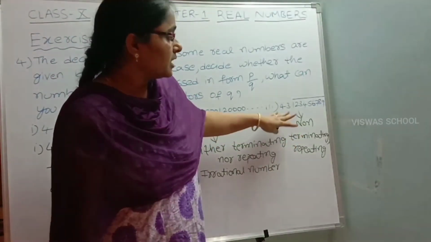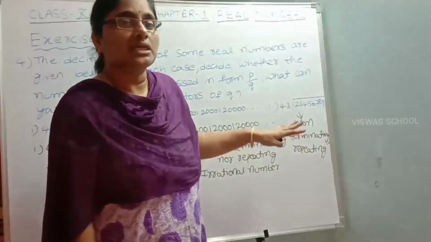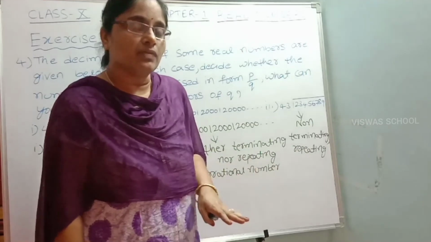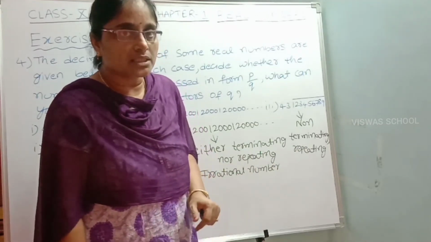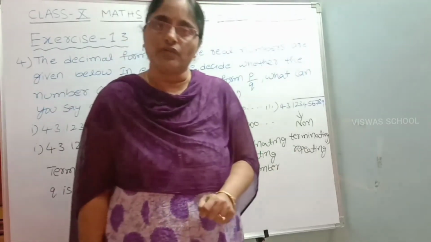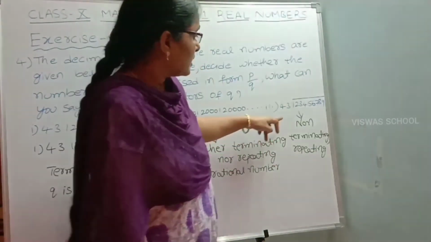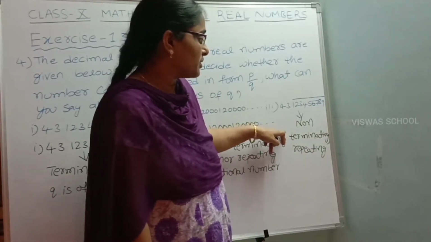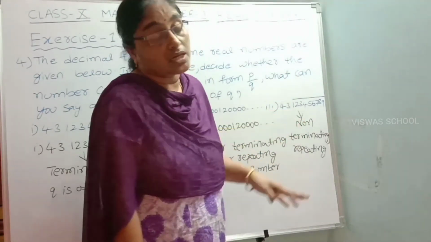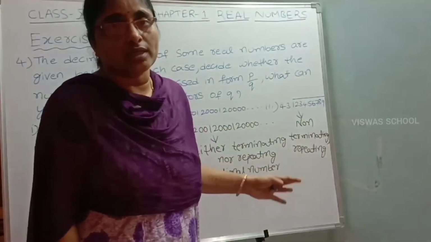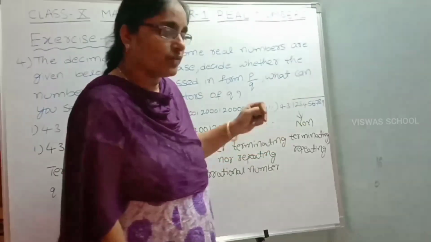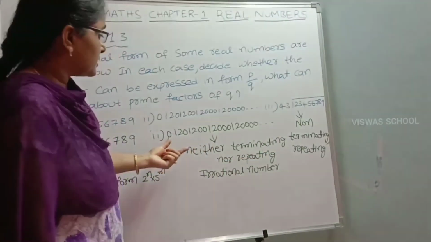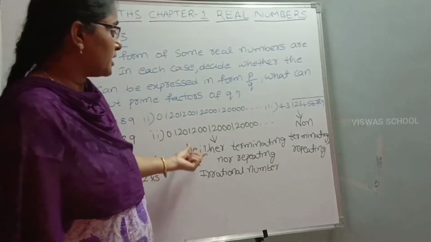Here, if the decimal expansion terminates, the denominator is in the form of 2 power n into 5 power m. If the decimal expansion is non-terminating and repeating, then the denominator is not in the form of 2 power n into 5 power m. The second one is neither terminating nor repeating.